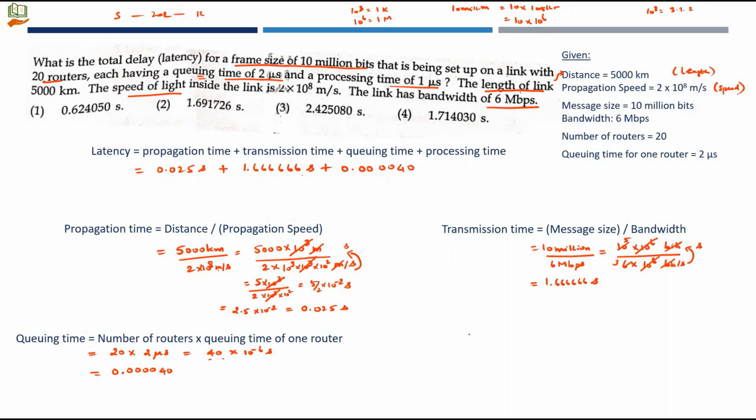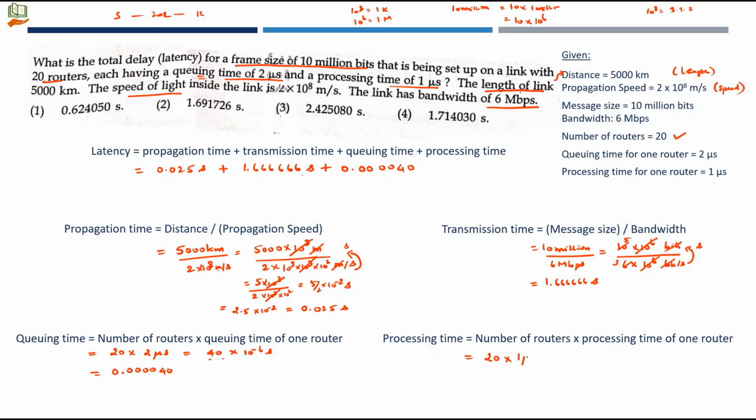Next we will calculate the processing time. Again we are going to consider the number of routers into processing time for one router is given as 1 microsecond. So this is going to be 20 into processing time for one router is 1 microsecond. This is equal to 20 into 1 is 20 into 10 to the power minus 6 seconds. This is equal to, same way you have to place 4 zeros and 2 0 next to that. Now we will even add up 0.000020. So we'll just add the units in queuing time and processing time here.